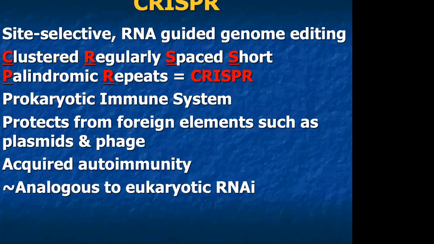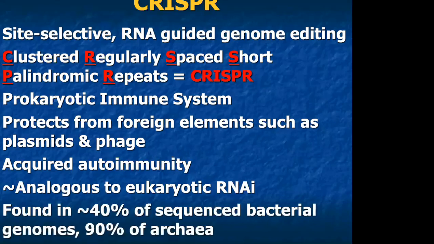It is somewhat analogous to eukaryotic RNAi, and it is an RNA-based targeting system. It's found pretty prevalently in unicellular prokaryotic organisms, or organisms without a nucleus. 40% of sequenced bacterial genomes, as last I looked, contained CRISPR elements, while 90% of the archaea contained it. So it's a very ancient system.